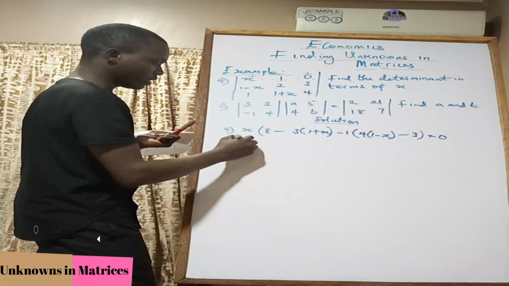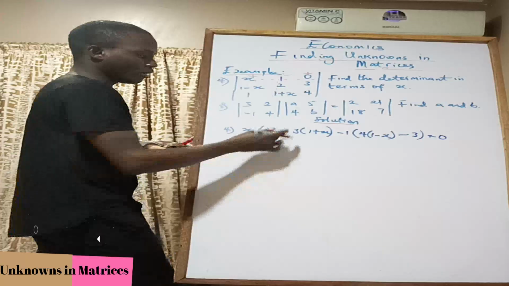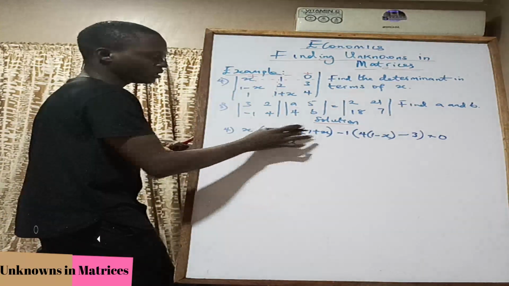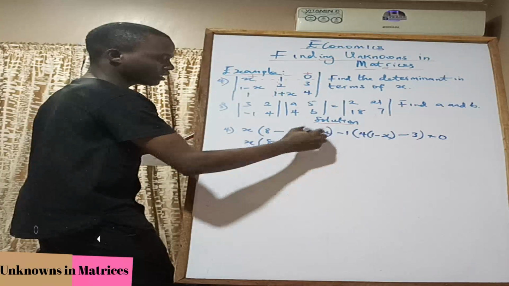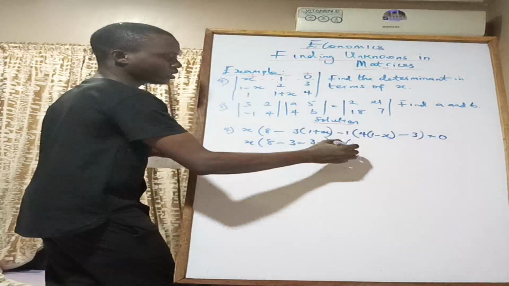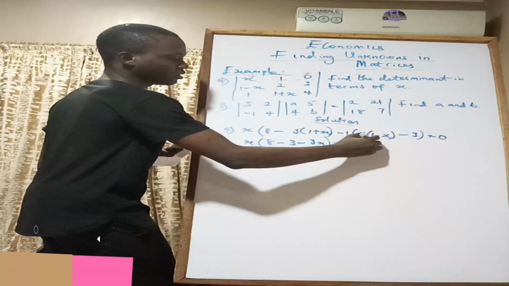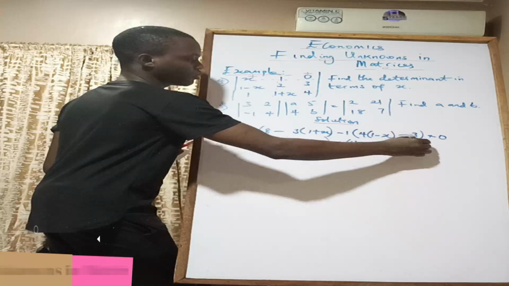So this is going to be x into bracket 8 minus, so you have to be careful a little bit here. Minus 3 times 1 is minus 3, and minus 3 times plus x. Minus times plus is minus. 3 times x is 3x. So we're done. Minus 1 open bracket, 4 times 1 is 4, then 4 times minus x is minus 4x, all right, then minus 3, and all of this equals 0.